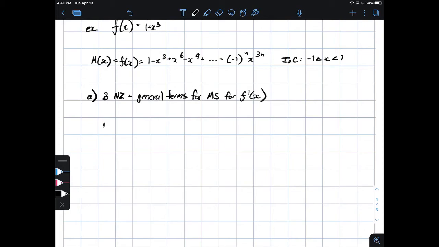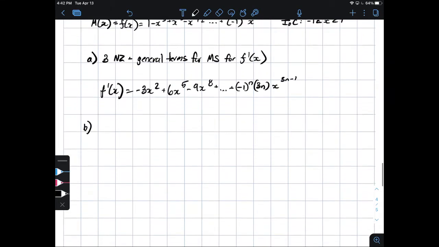So our first term of f prime of x should be negative 3x squared, and then our second plus 6x to the 5th, minus 9x to the 8th, and then now we're going to work on our general term. It's going to be the same, negative 1 to the nth power, but now it's going to be 3n x to the 3n minus 1.